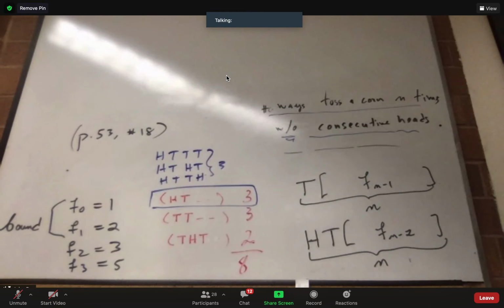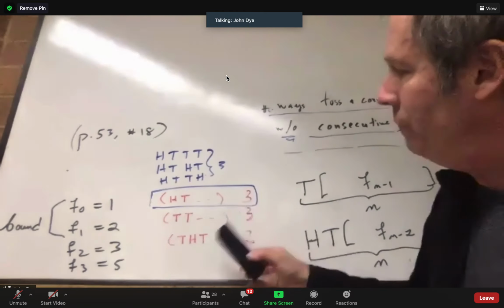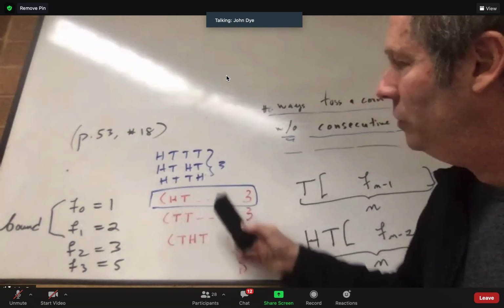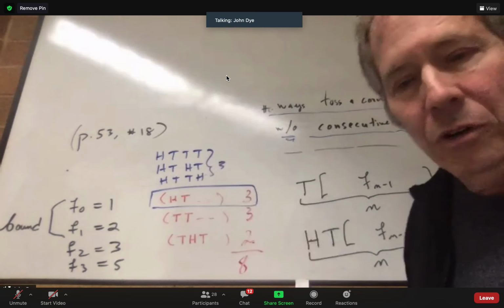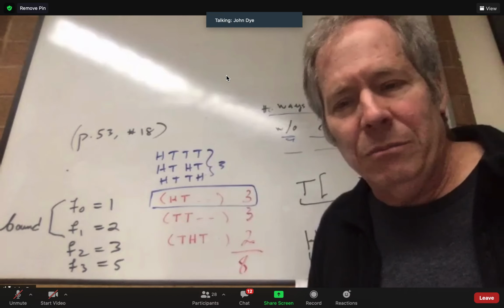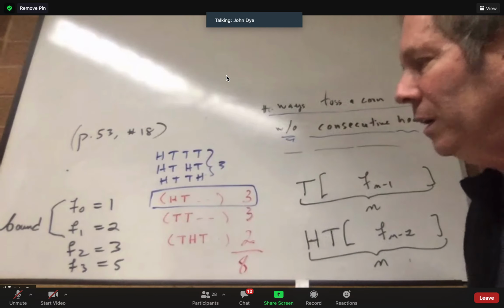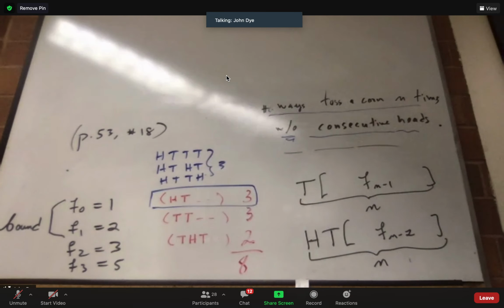All right. Okay, if people are confused about all this abstract stuff, we did the case of 4 tosses. Do the case of 5 tosses and break it down. See what you get. You're probably going to get 13. Okay.